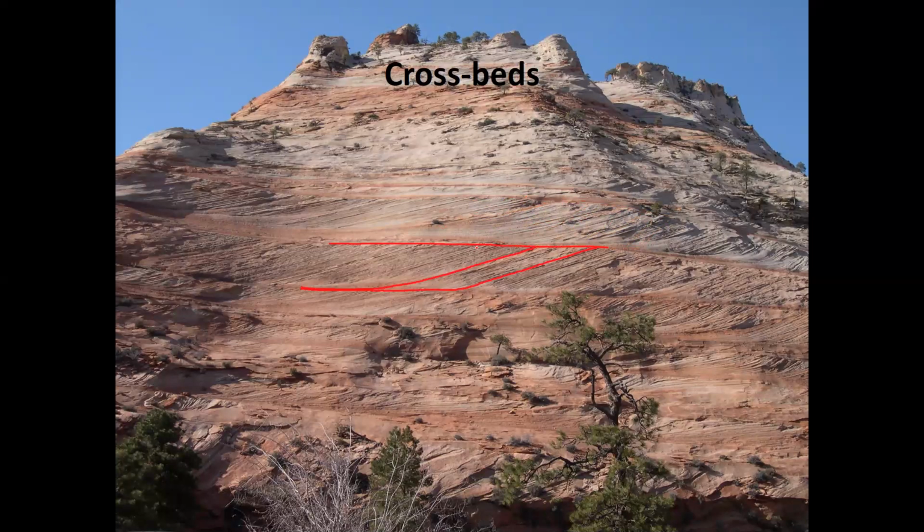dunes. Okay, these red lines illustrate it better. So this is the bedding of layers of sand inside the dune. So multiple layers of sand deposited inside the same dune, and this red line and this red line indicate beds between different dunes.